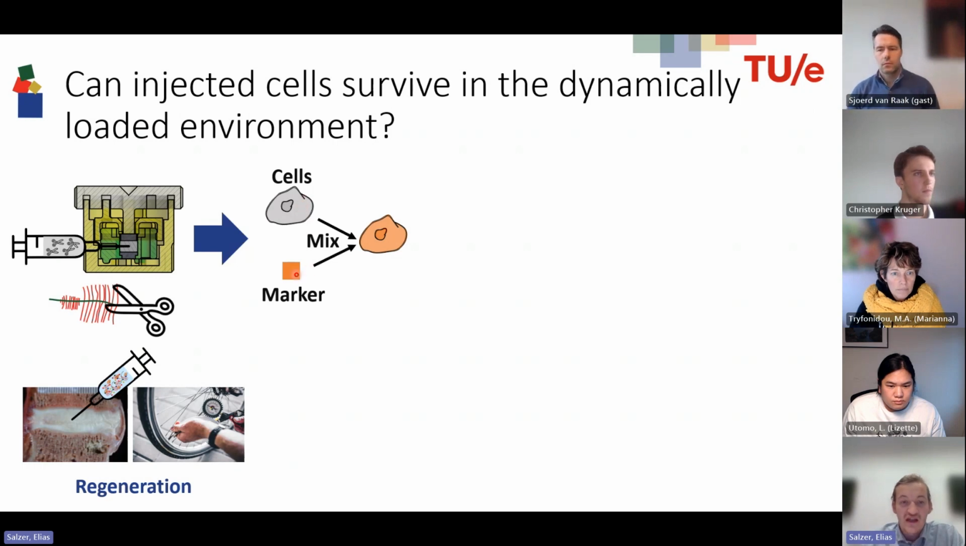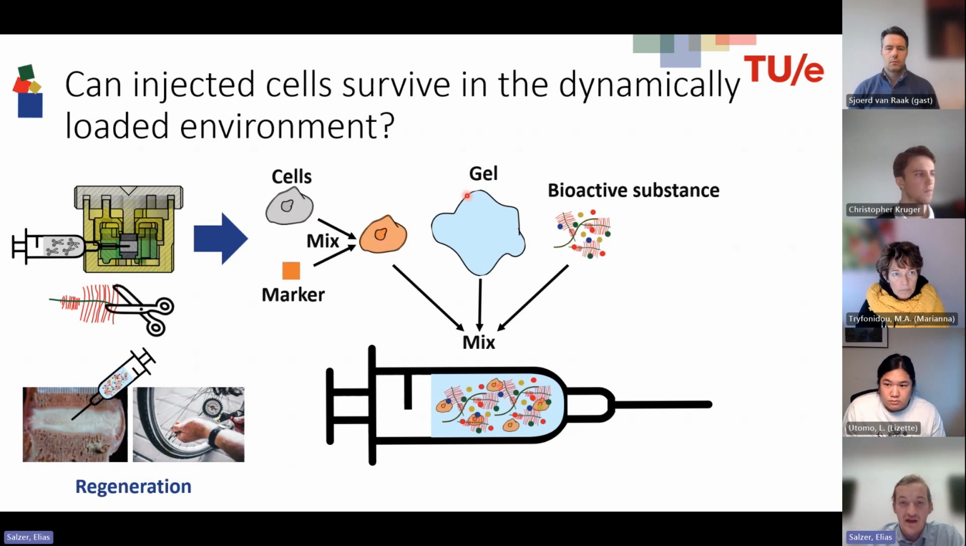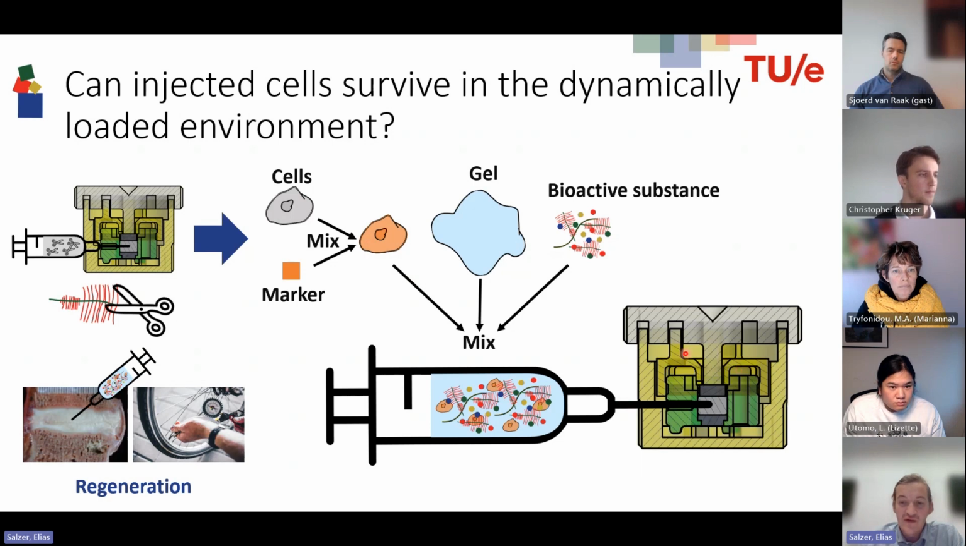multipotent progenitor cells, that we marked with the orange markers so that we can see them. We mixed it together with a hydrogel and with a bioactive substance. That's NCM, if any one of you heard of it already. We mixed everything together, so the bioactive substance, the gel, and the cells, placed it into a syringe and injected it into our previously degenerated nucleus pulposus. And then we applied dynamic loading to this. So this might sound a bit much, but it's actually just degenerated nucleus pulposus, where we injected everything and then we dynamically loaded it and we cultured it for several weeks.